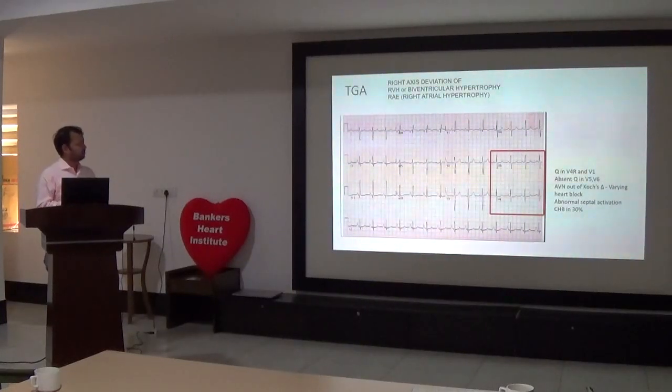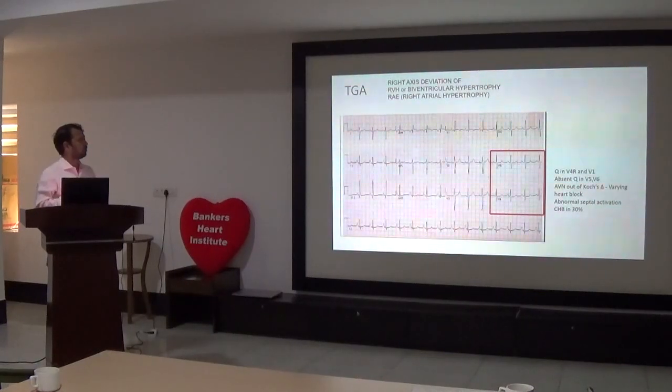In TGA, in the ECG we can get right axis deviation, RVH or biventricular hypertrophy, or right atrial hypertrophy. Specific findings in TGA can be: there is a Q wave in lead aVR, right sided precordial leads and lead V1. Here we can see the Q wave. Absent Q wave in leads V5 and V6.